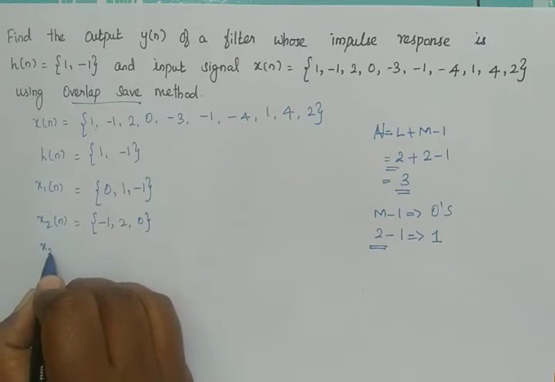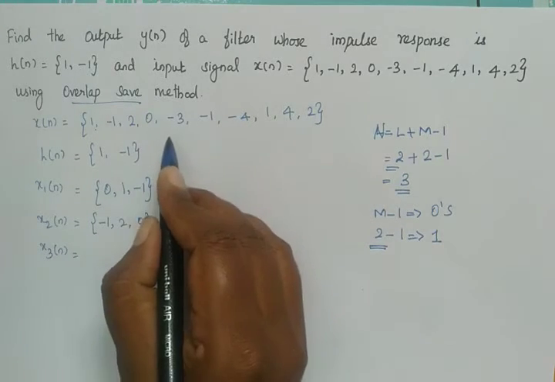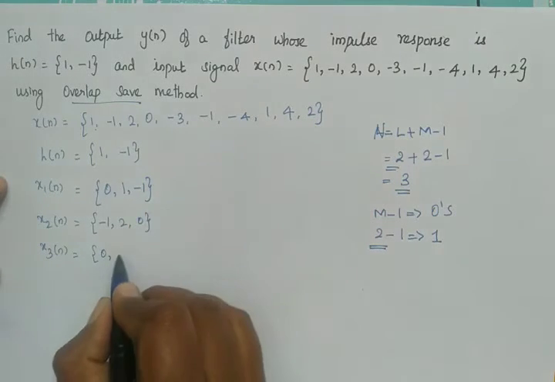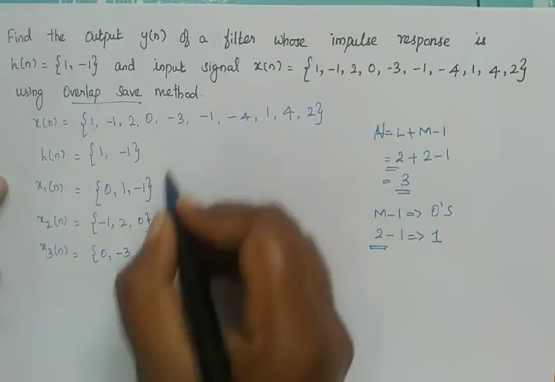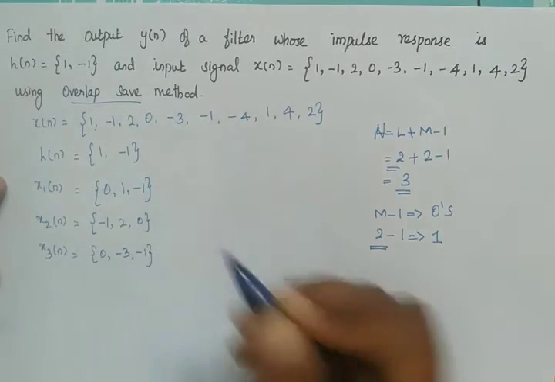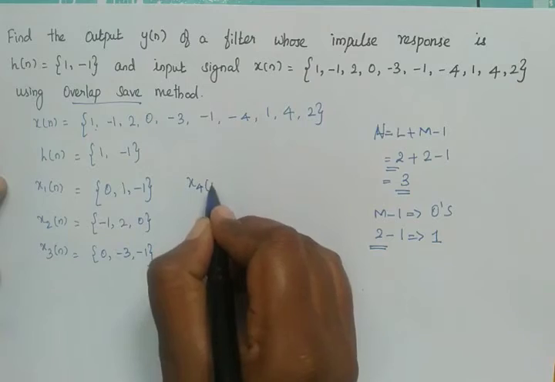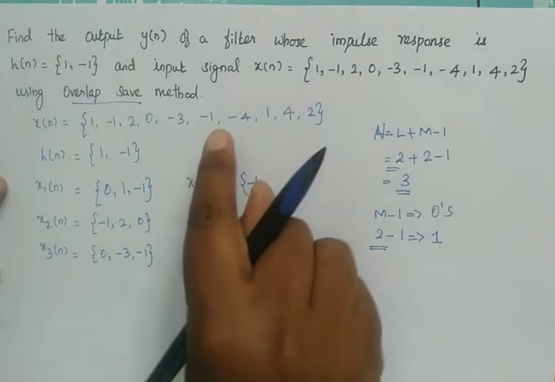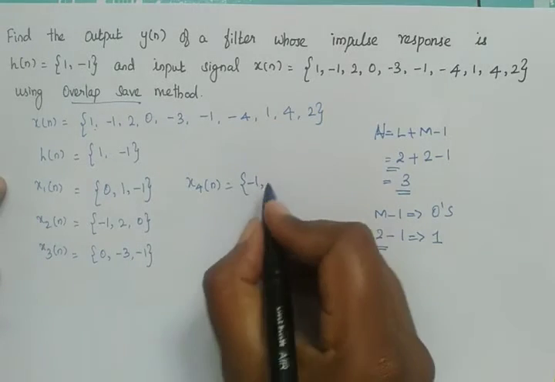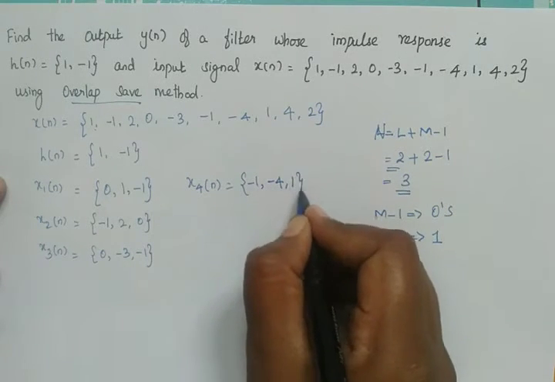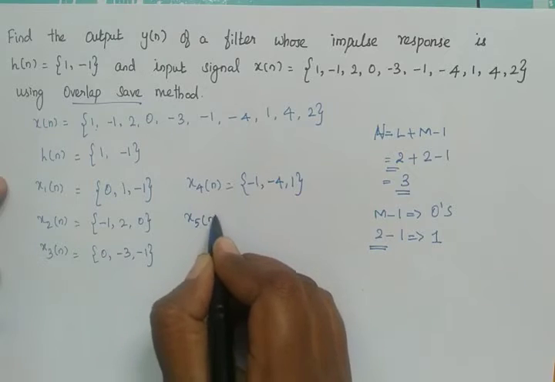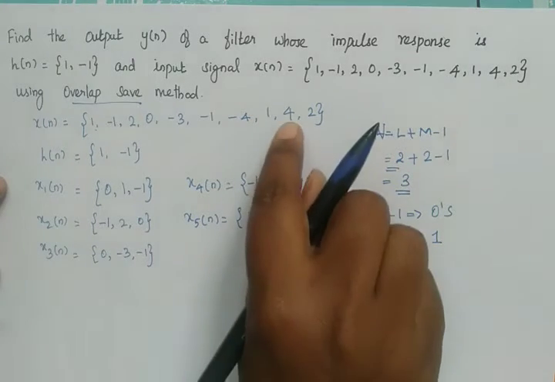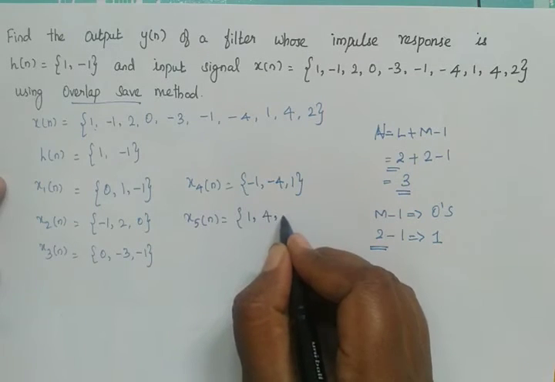Now what is x3 of n? x3 of n is equal to, here we have 0. So start from here: 0, then minus 3, minus 1. Now what is x4 of n? x4 of n will be equal to, start from here, that is minus 1, then minus 4, 1. Now what is x5 of n? x5 of n will be equal to, start from this number, that is 1 comma, then 4 comma 2.